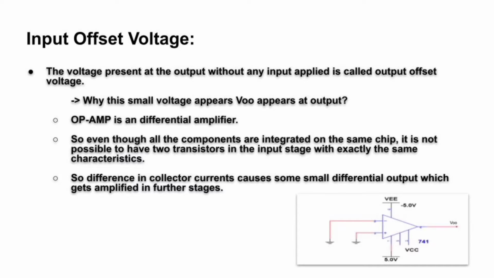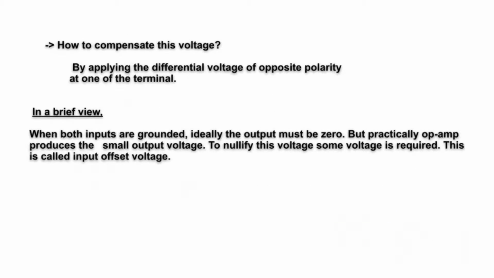Now the question is why this small voltage appears at output. It is because op amp is a differential amplifier. Even if all the components are integrated on the same chip, it is not possible to have two transistors in the input stage with exactly the same characteristics. So difference in collector currents causes some small differential output which gets amplified in further stages.